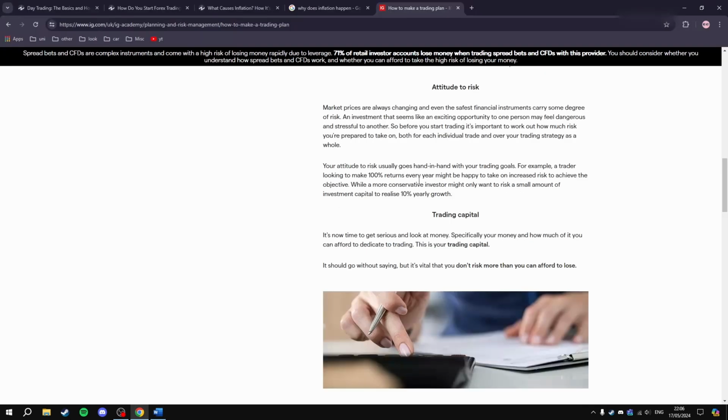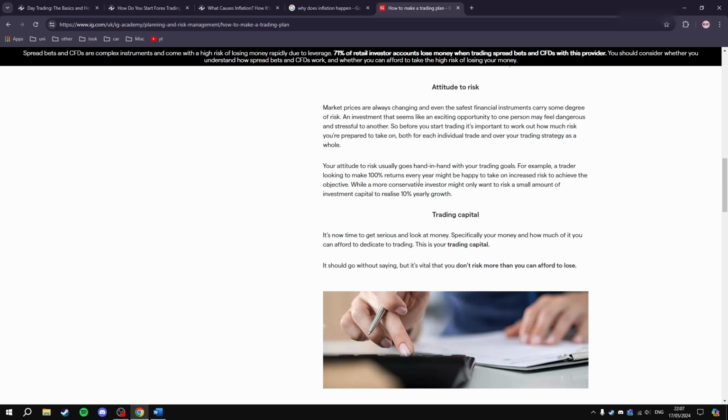Market prices are always changing, and even the safest financial instruments carry some degree of risk. An investment that seems like an exciting opportunity to one person may feel dangerous and stressful to another. So before you start trading, it's important to work out how much risk you're prepared to take on, both for each individual trade and over your trading strategy as a whole.